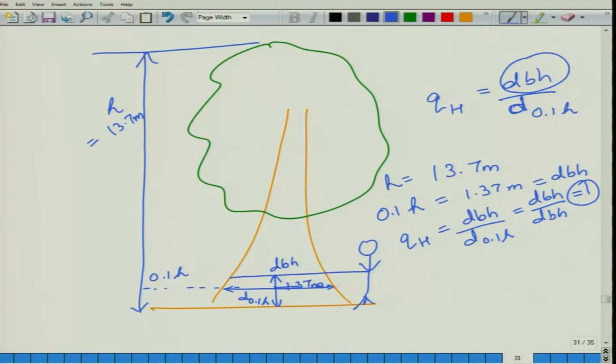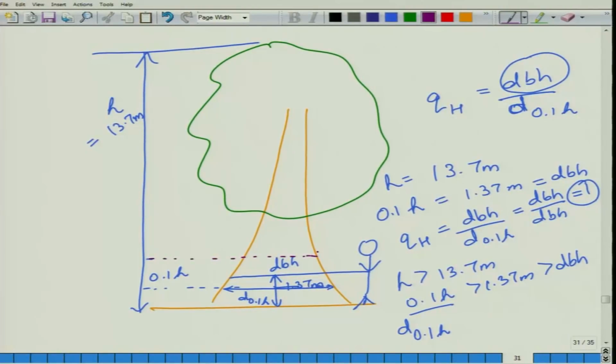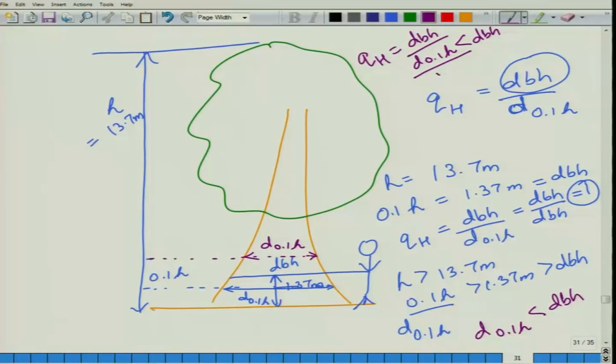Now, what happens if the height of the tree is greater than 13.7 meters? So, if h is greater than 13.7 meters, 0.1 h is greater than 1.37 meters, which is the dBH location. So, what would be d 0.1 h? Now, because 0.1 h is greater than dBH, this line would go above the dBH. So, in this case, because this tree is tapering towards the top, we will have d 0.1 h less than the dBH. So, what will happen to the Hohenheim's form quotient? It is dBH divided by d 0.1 h. Now, because d 0.1 h is less than dBH, this figure would be greater than 1.